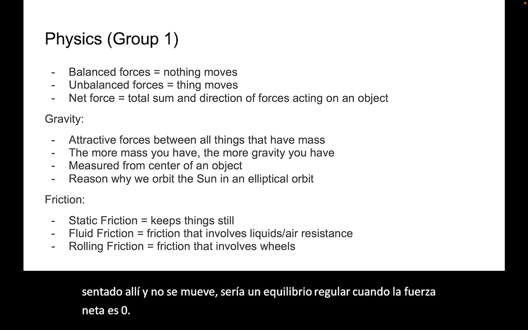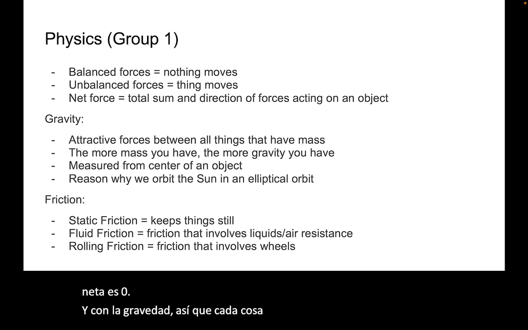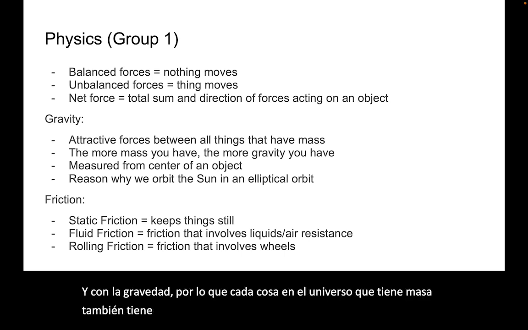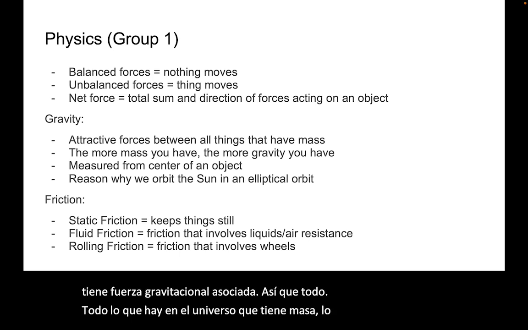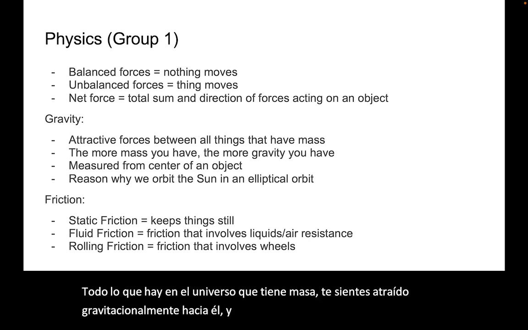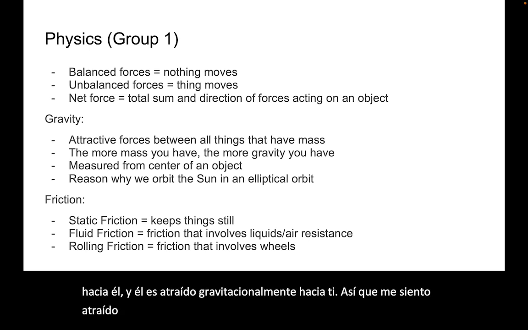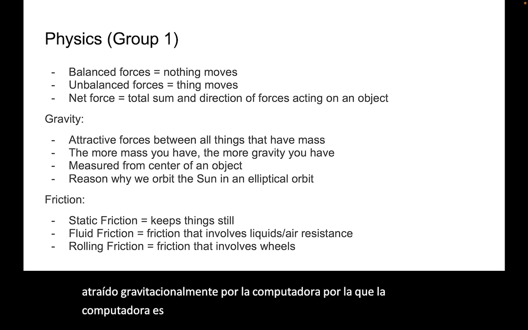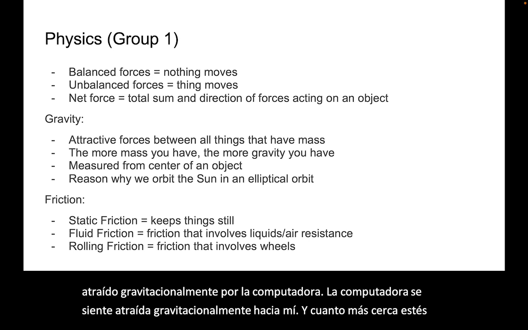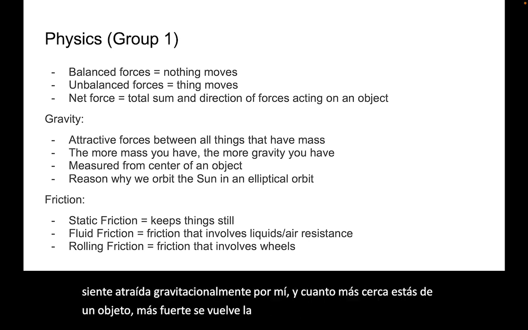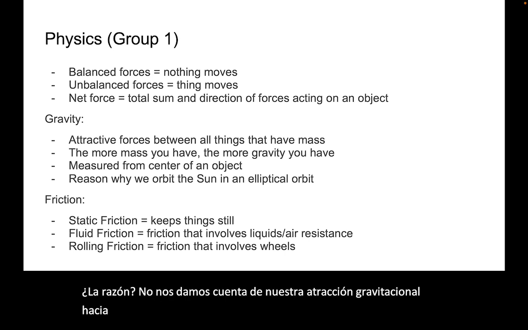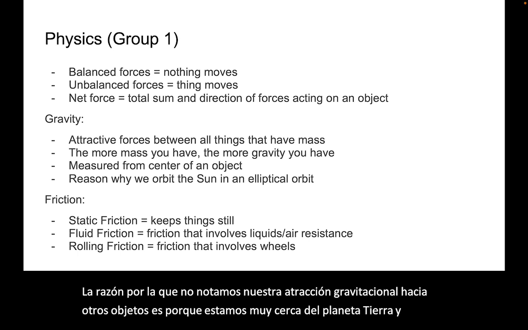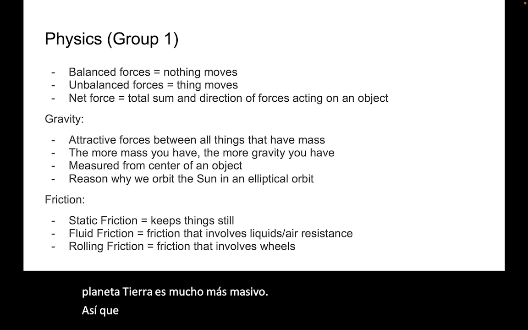And with gravity, every single thing in the universe that has mass also has gravitational force associated with it. So everything in the universe that has mass, you are gravitationally attracted to it, and it is gravitationally attracted to you. So I'm gravitationally attracted to the computer, the computer is gravitationally attracted to me, and the closer you are to an object, the stronger the force gets as well. So the reason we don't notice our gravitational attraction to other objects is because we are so close to the planet Earth, and the planet Earth is so much more massive. So that is why that works the way it does.